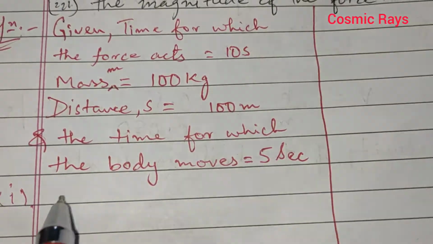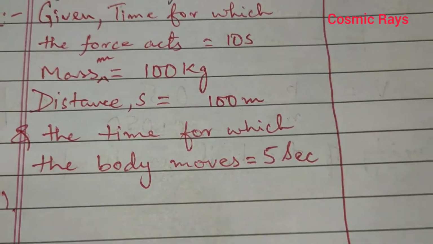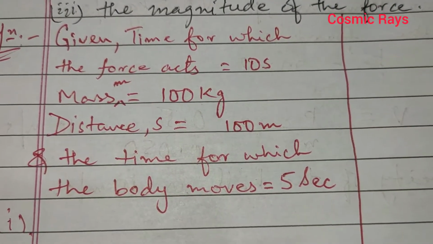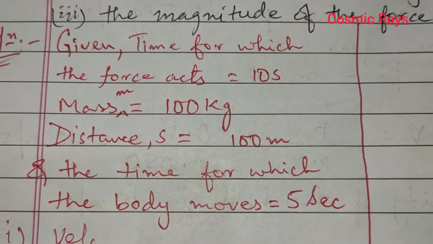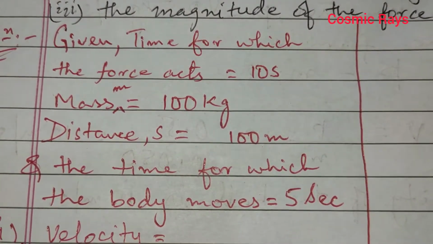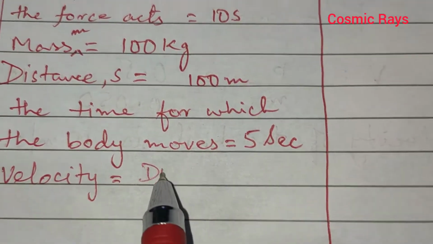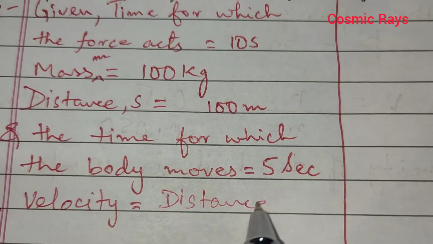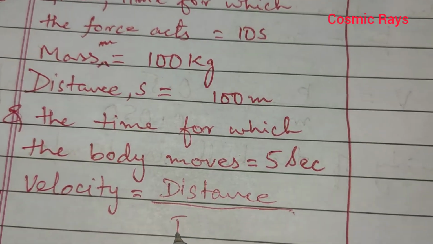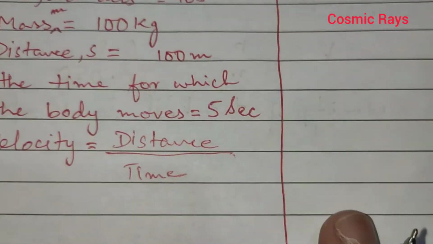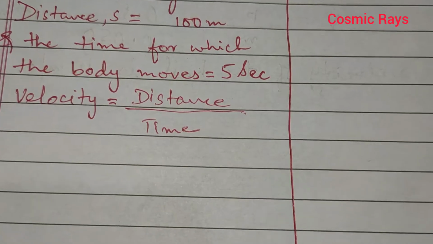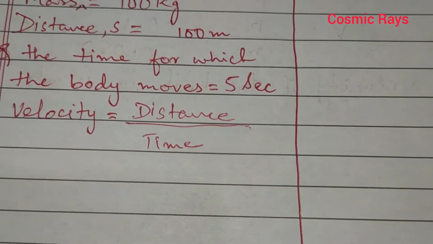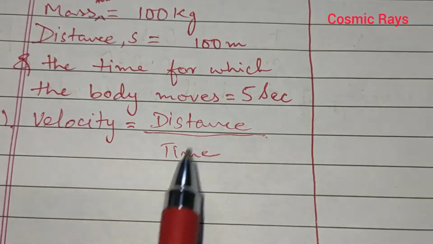So the body moves a distance of 100 meters in 5 seconds. So therefore velocity is equal to distance covered upon time taken. In this case, generally we say that velocity is equal to displacement upon time, but in this case distance and displacement will be the same. So we are writing distance upon time.